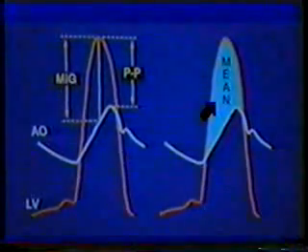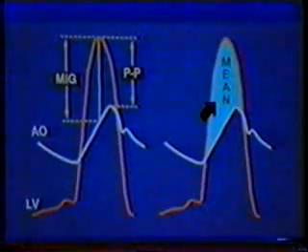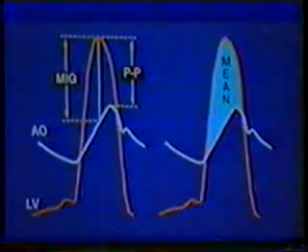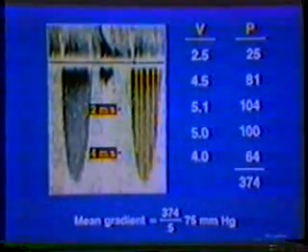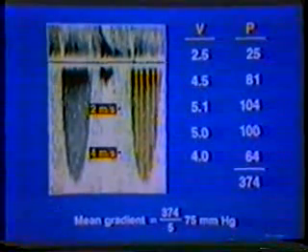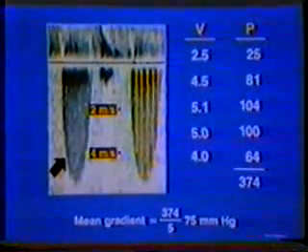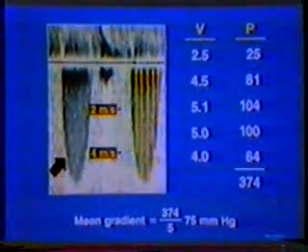The mean pressure gradient is the sum of the instantaneous gradients occurring throughout systole divided by the systolic ejection time. The mean gradient between left ventricle and aorta can be precisely determined from the Doppler spectrum. This is the gradient that we highlight in our report to referring physicians.